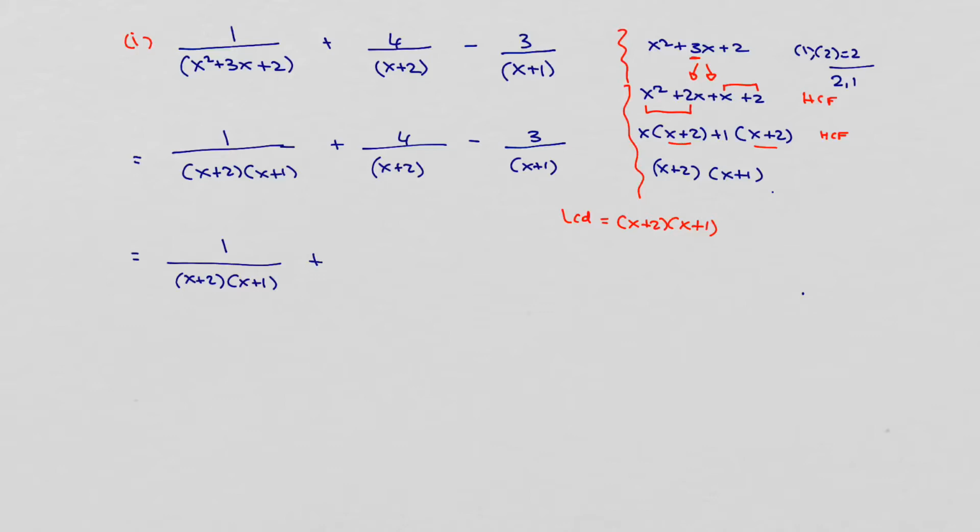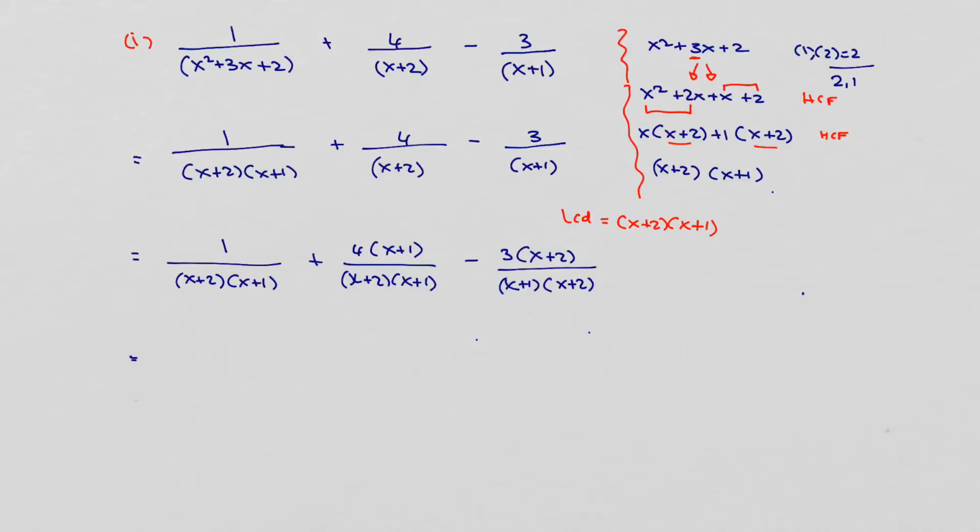So if I want the denominator to be x plus 2 by x plus 1, that means I must multiply the top by x plus 1 and the bottom by x plus 1. In other words, I've multiplied the top and the bottom by x plus 1, so I haven't changed the value of the fraction, because it's the same as multiplying by 1. The third fraction then is minus 3 over x plus 1. So I need to multiply the top and the bottom by x plus 2 to get the common denominator to be x plus 1 by x plus 2. And x plus 1 by x plus 2 is the same as x plus 2 by x plus 1.